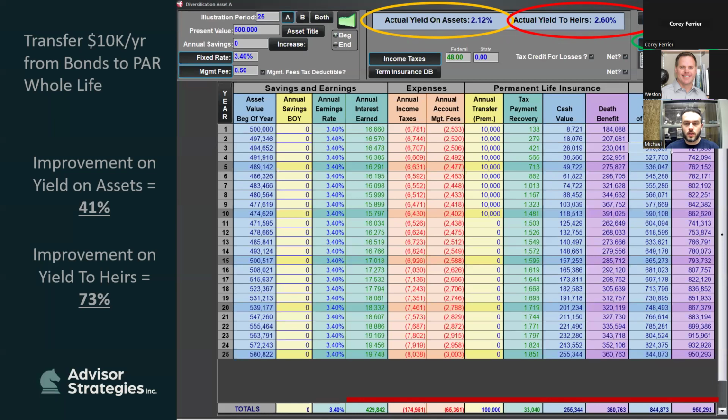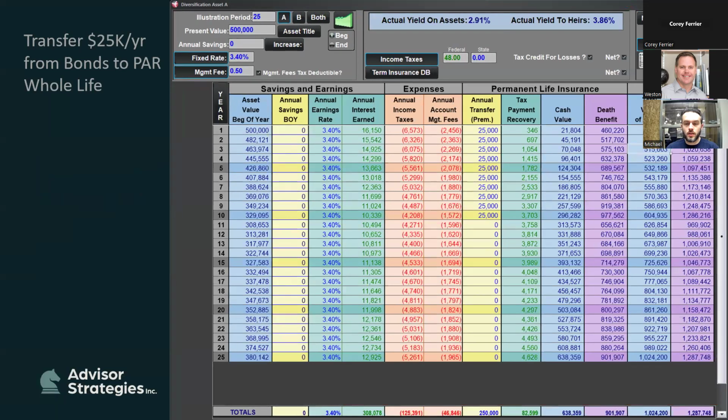You're seeing meaningful change in the value of what's going to be available for cash, but also what's available to the heirs. So what happens if we take this a little higher? If we go to 25,000, we can see in the top right-hand corner the transfer to the PLI, and then in that center column, 25,000 again, for just the 10 years.